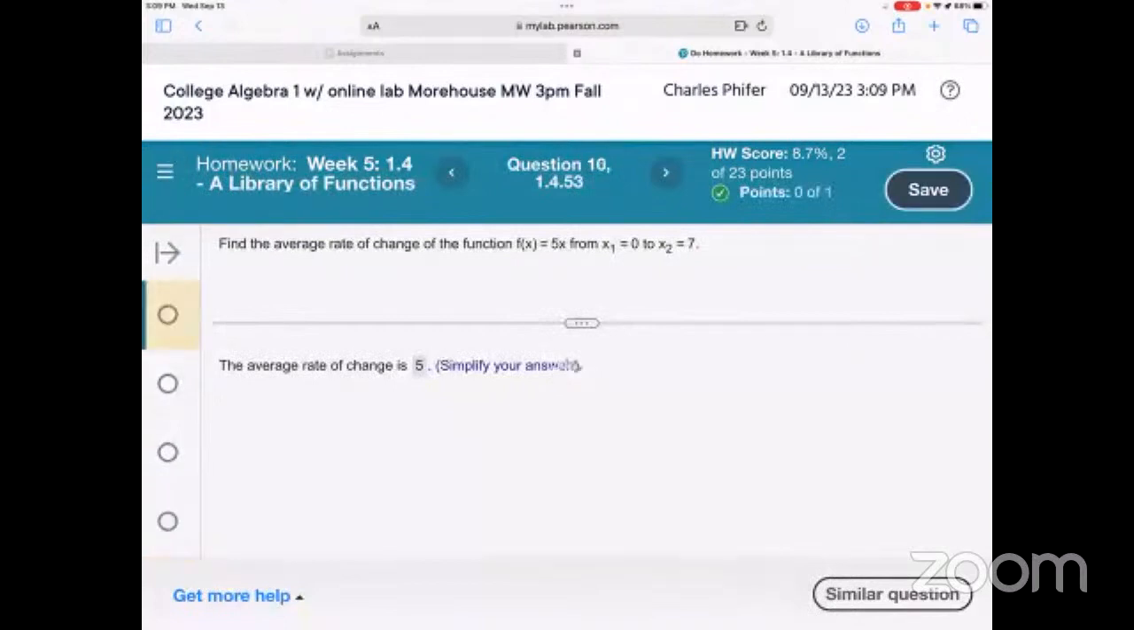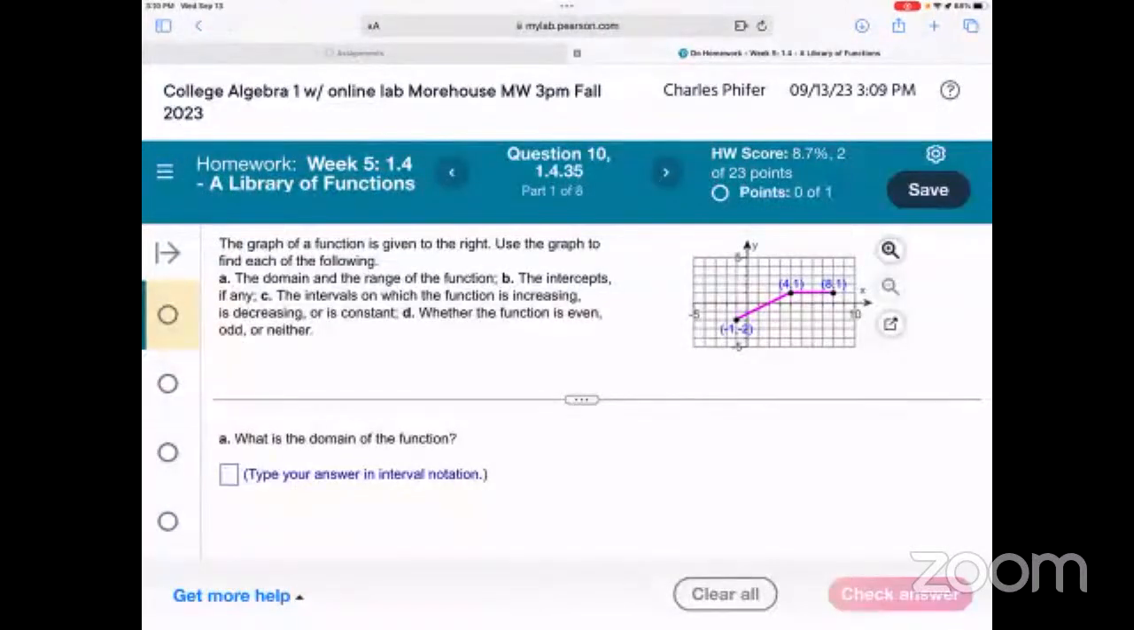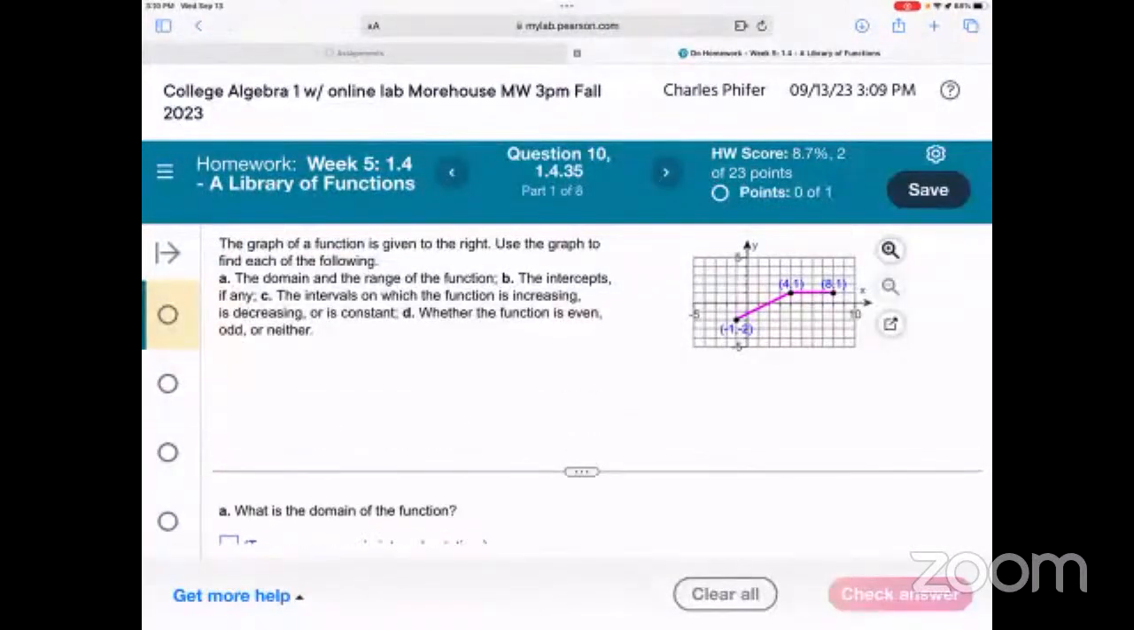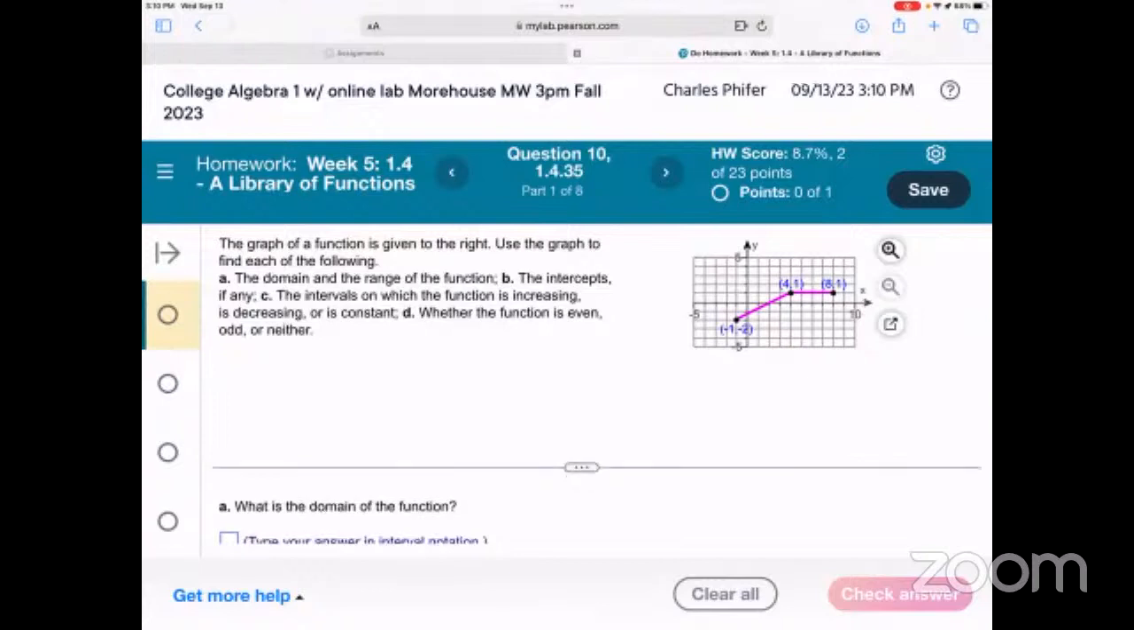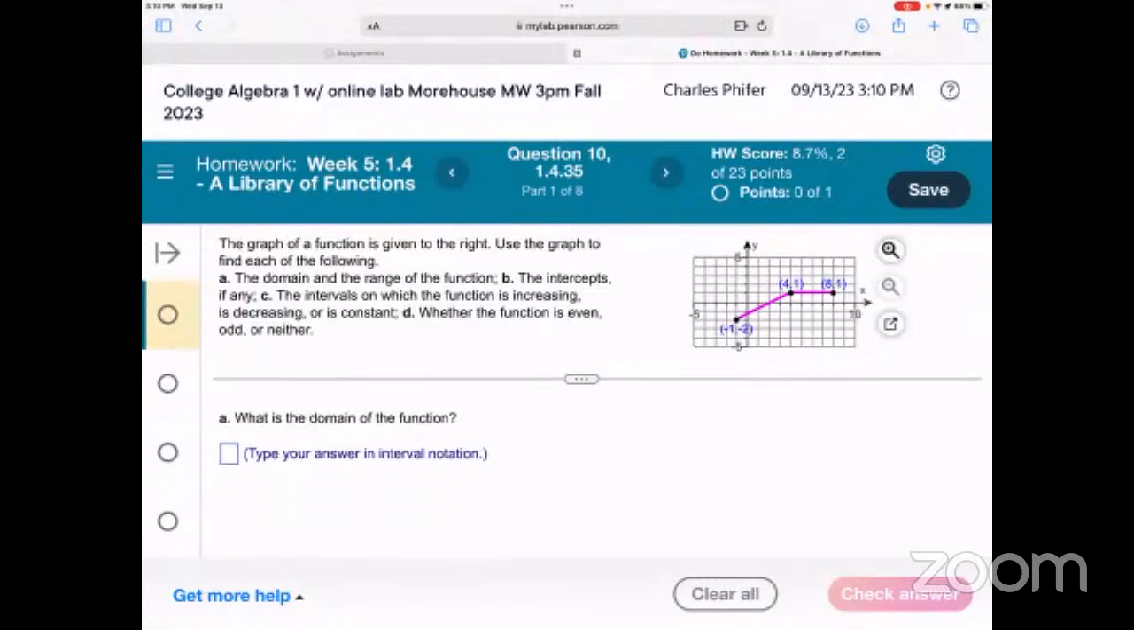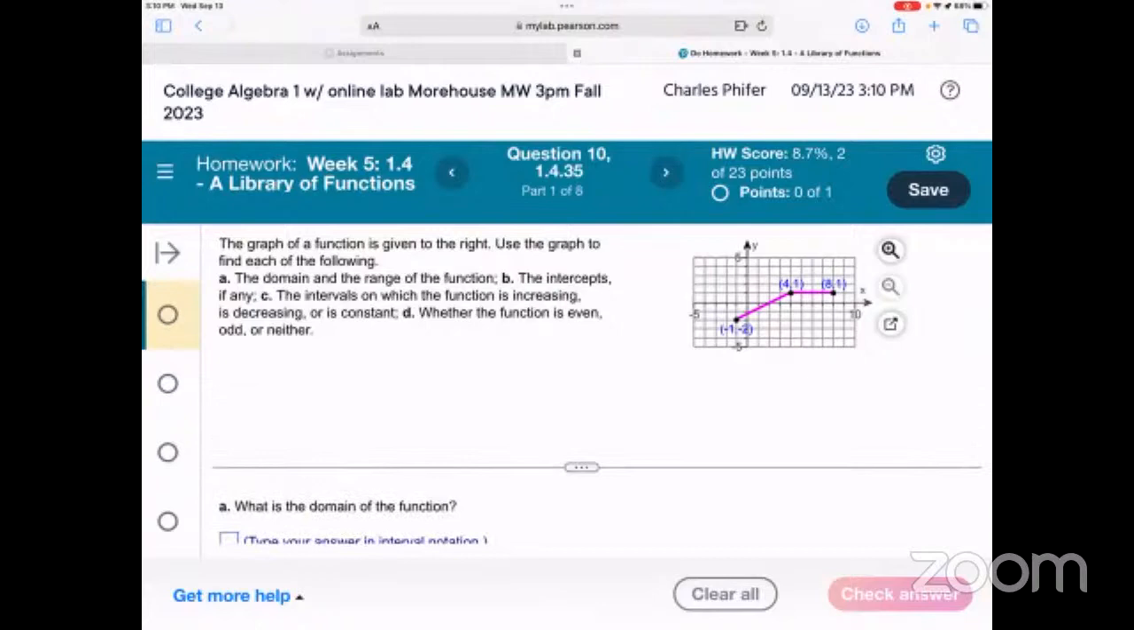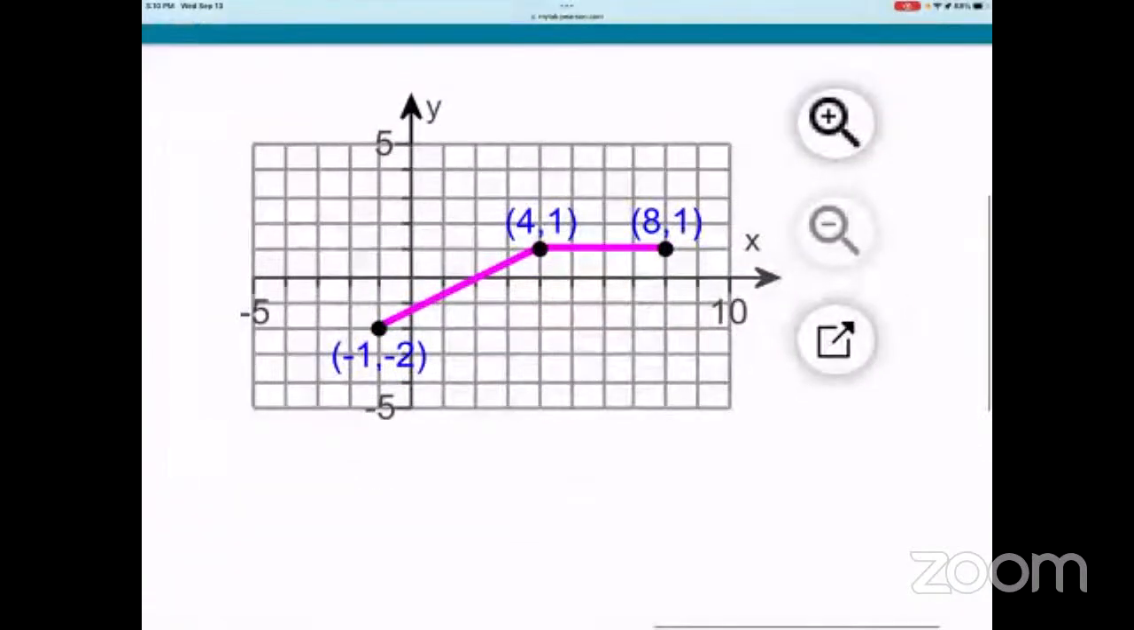Okay, so this one says the graph of a function is given to the right. Use the graph to find each of the following: the domain and range, the intercepts, the intervals over which the function is increasing, decreasing, or constant, and whether the function is even, odd, or neither. So the domain, with an image like this, is the very left to the very right. How far left does this graph go? The far left is x equals -1. How far right does it go? x equals 8. So the x's go from -1 to 8.